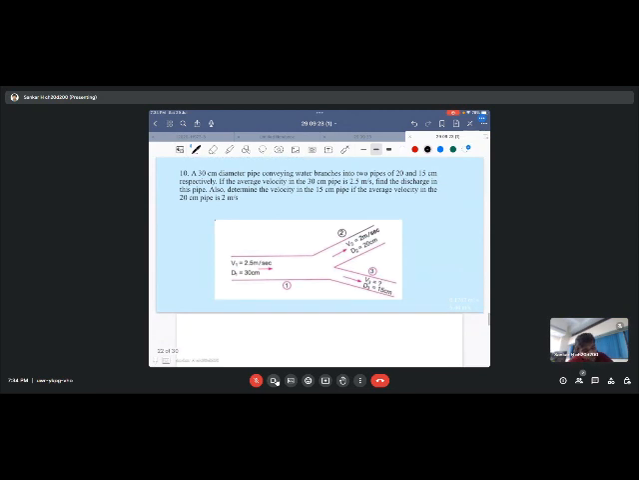So the question states that a 30 centimeter diameter pipe conveying water branches out into two pipes of 20 and 15 centimeter respectively. If the average velocity in the 30 centimeter pipe is 2.5 meter per second, find the discharge in this pipe. And what is meant by this word discharge?